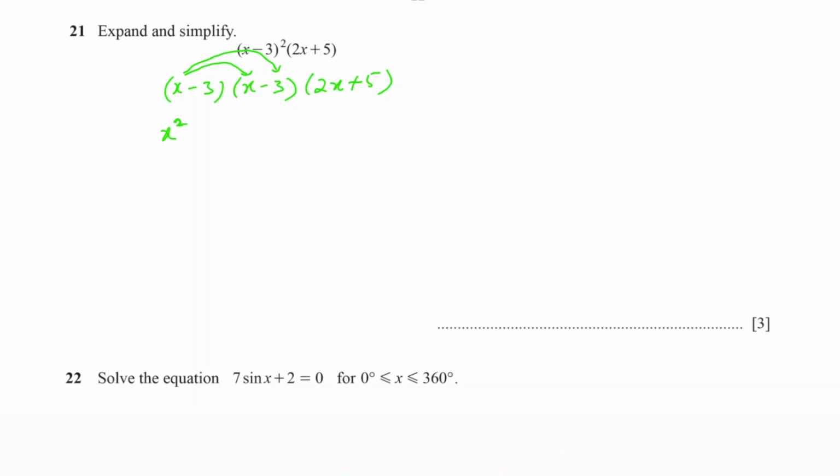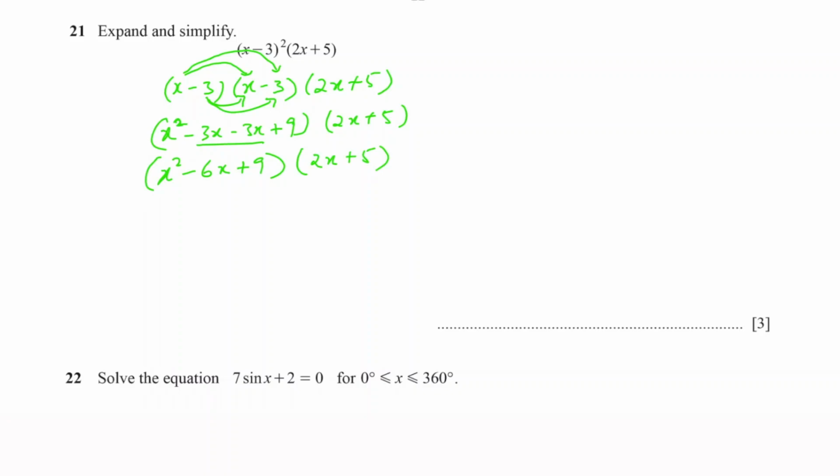So x into x is x square, minus 3x, minus 3x, and then plus 9, right? So we got it like this. On the other side we have 2x plus 5 there. So if I solve it a little bit more, I will get x square minus 6x, because minus 3x minus 3x is minus 6x, plus 9. So this is one of the brackets, the other side is 2x plus 5.